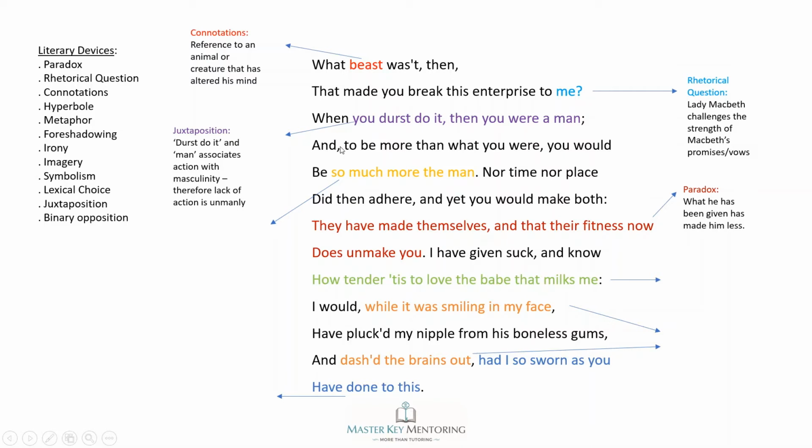The other way you can do it is a process of identification, and that's where you go through the lines of the text and then try to find the corresponding device that matches with it.